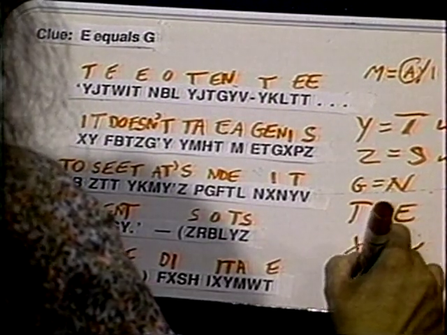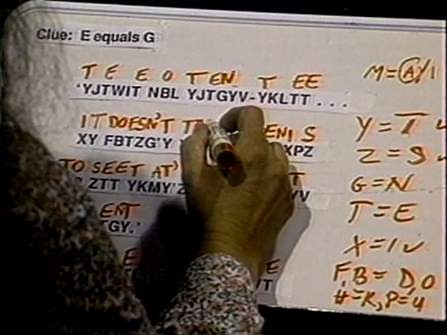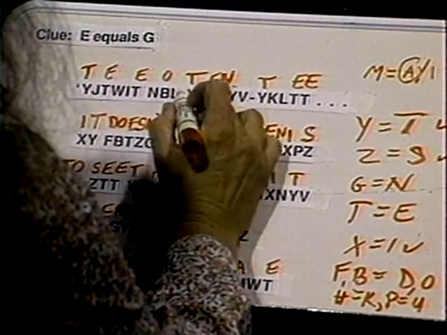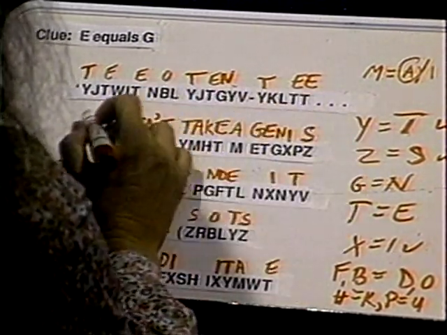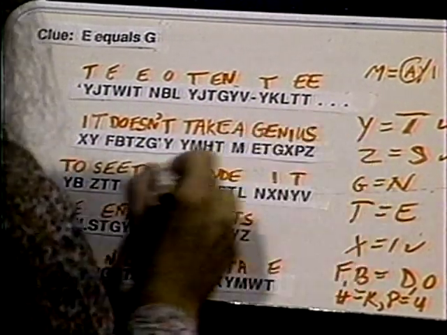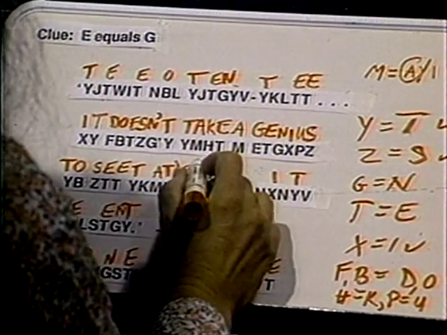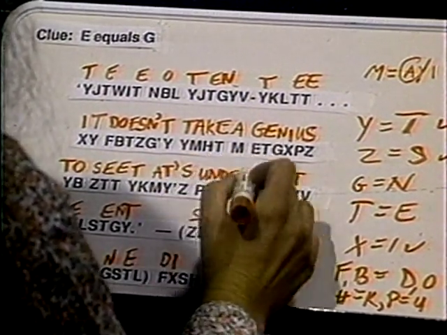Okay, so let's say H equals K and P equals U. H and P. Okay, U-N-D-E, that must be the word under.